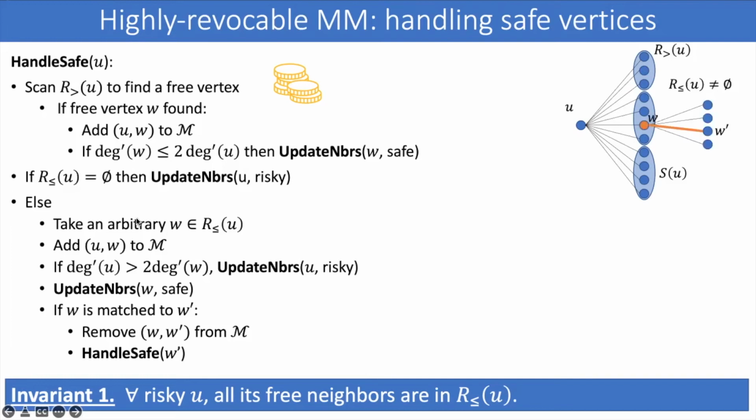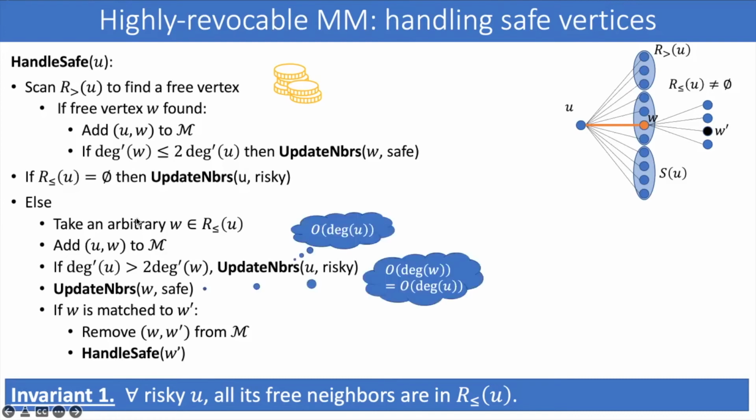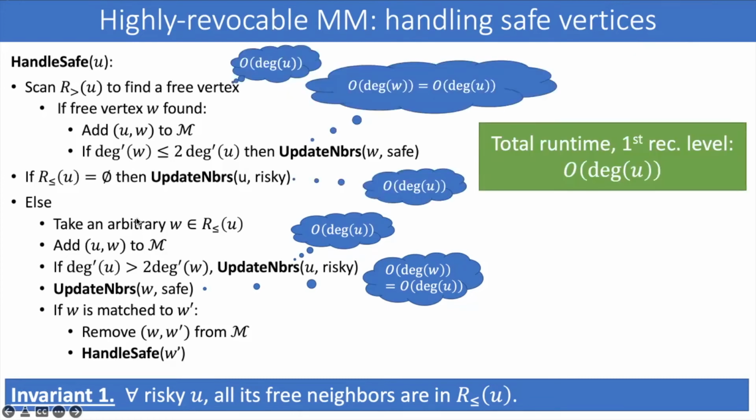First, we take an arbitrary vertex W and match it to U, while maintaining the data structures of all the affected neighbors. Finally, we handle the old mate of W, which is W prime, recursively. Ignoring the recursive call, the total update time of this part is again O of deg of U, and the invariant 1 is maintained since U got matched. Overall, the total update time of the first level of recursion is O of deg of U.